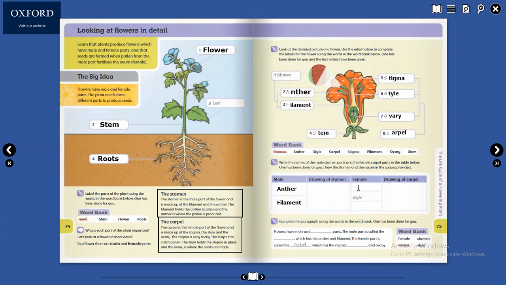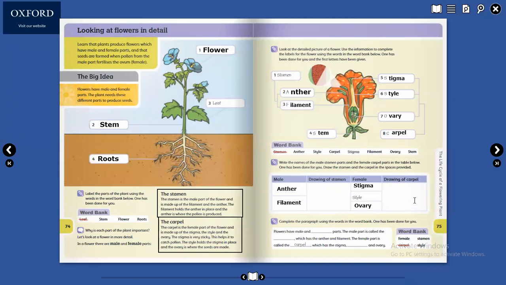Female parts we have stigma, style, and ovary. Carpel. These are the three female parts. Then you have to make the drawing here. Complete the paragraph. This is your homework as well. You will draw here the stamen and carpel.